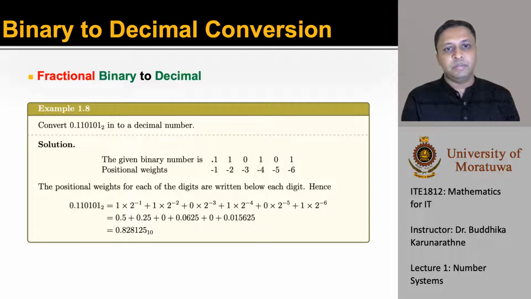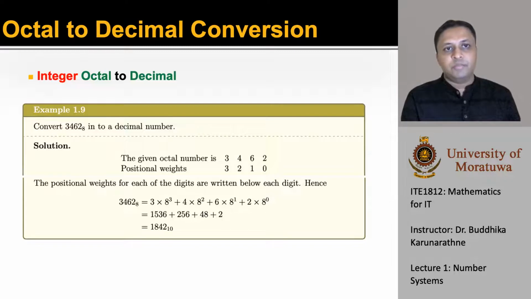You write down the binary fractional part 110101, and you write down the positional weights. So in this case, please note that the positional weights are negative powers. So here you have to multiply 1 by 2 to the power negative 1, 2 to the power negative 2, 2 to the power negative 3, and so on. And then you add up all these numbers, and you will get the fractional value in the decimal number system. So that's how you convert a fractional binary into decimal.